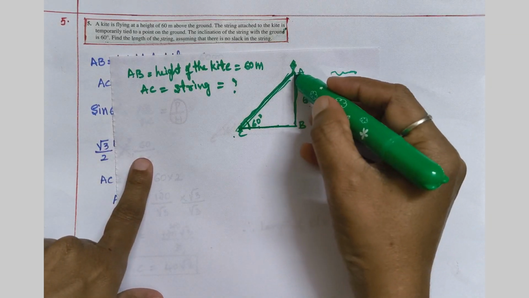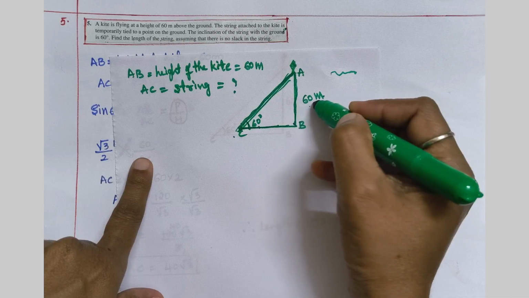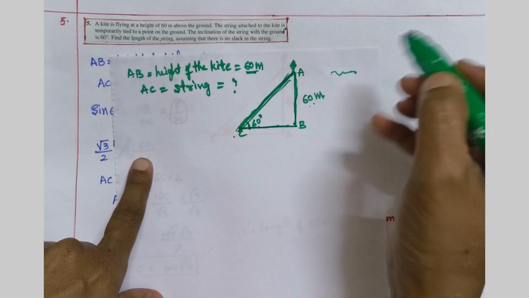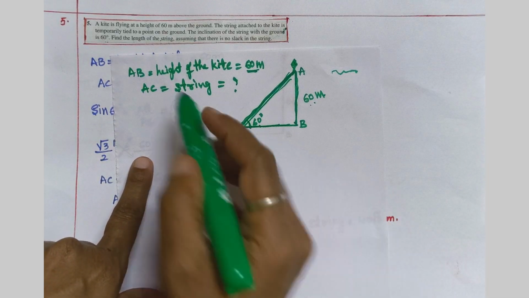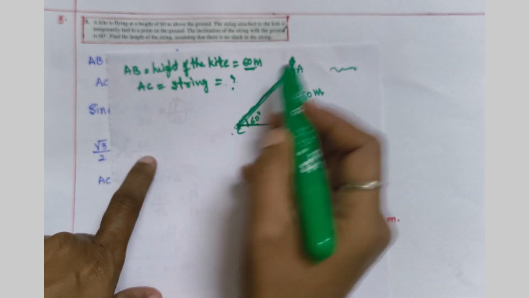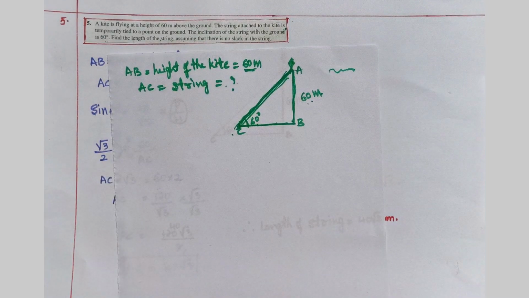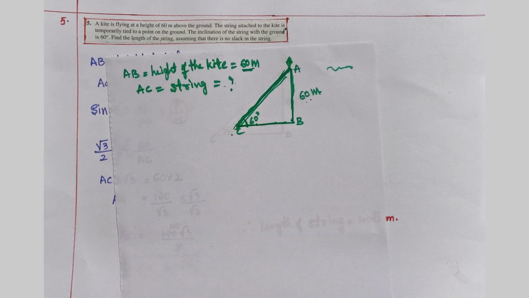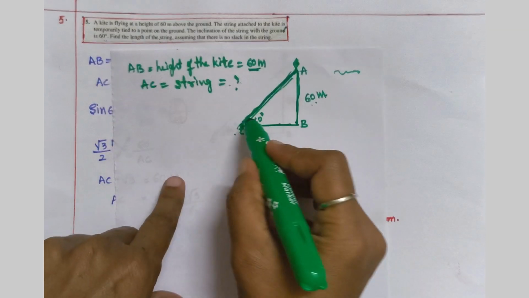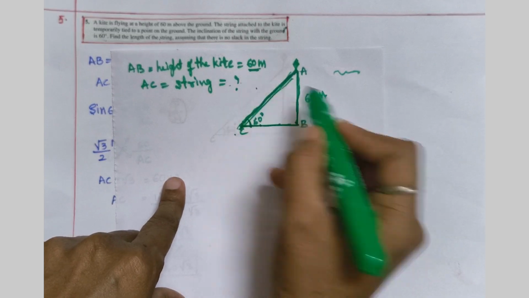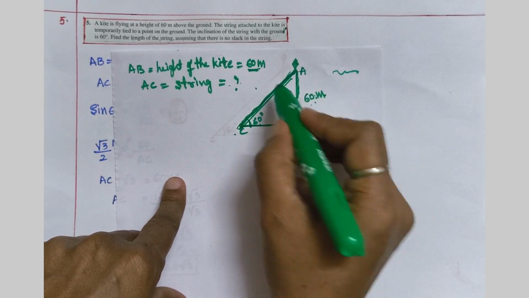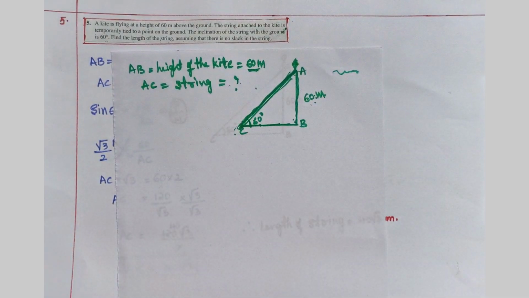Carefully listen. AB is the height of the kite. Height of the kite, how much is there? 60 meter. So this is the 60 meter. Now the AC string height, you have to find. Now here how many degrees are there? 60 degrees. Now we will use sine, cos or tan. See here, sine means what? Perpendicular by hypotenuse. Already you know the perpendicular and hypotenuse, so using sine you will get the answer.